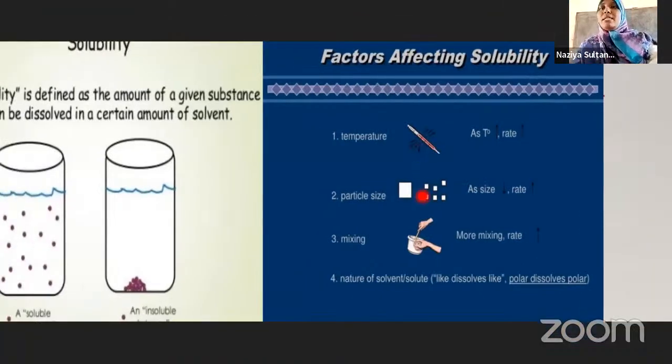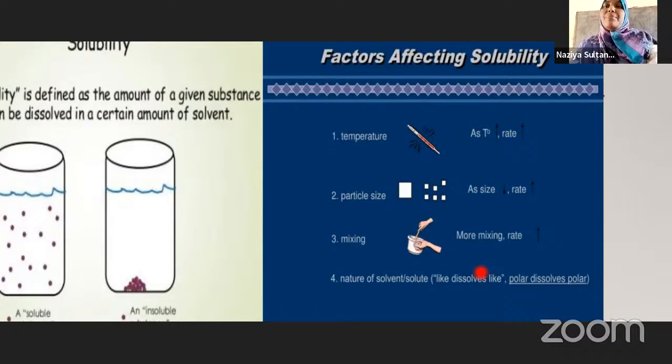As the temperature increases, solubility increases. The best example is sugar getting dissolved in hot milk and cold milk. Where will the sugar dissolve faster? In hot milk, because of the high temperature. Next, coming to particle size. Greater the particle size, lesser is the solubility, or lesser the particle size, greater is the solubility, or faster is the dissolution. Next, mixing or stirring. When we stir, the substance gets dissolved easily.